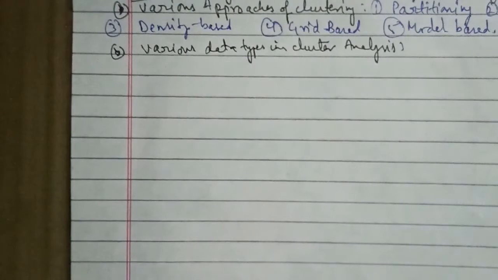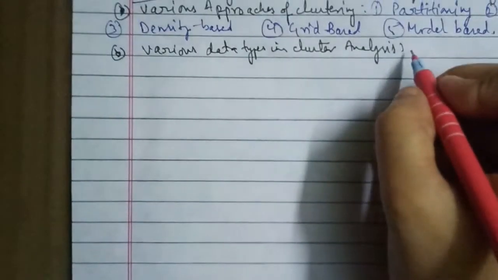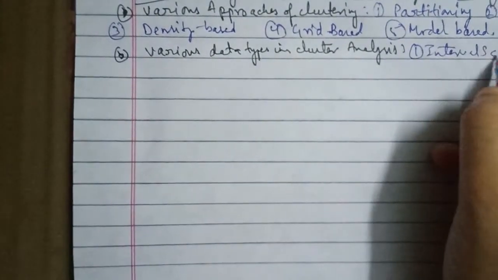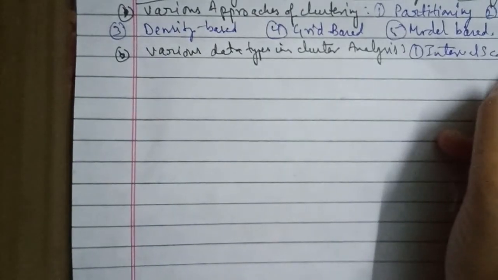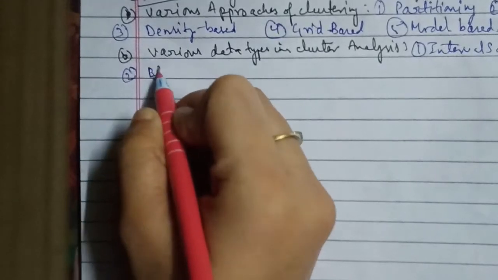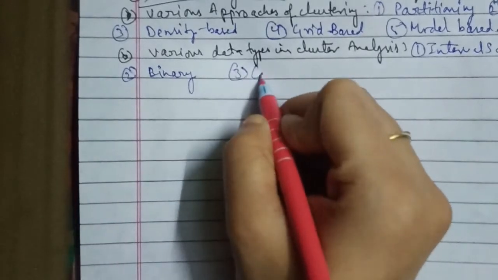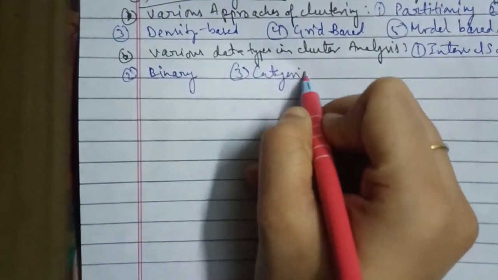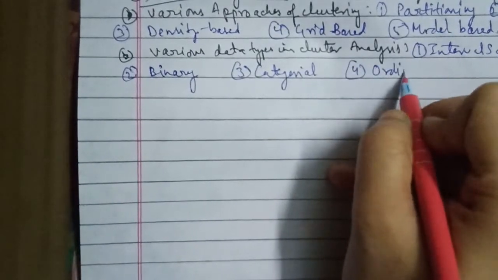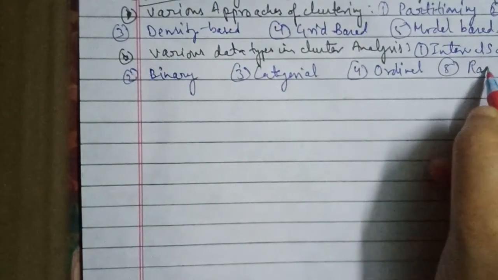The data types in cluster analysis are: the first is interval scaled variables, the second is binary variables, the third is categorical variables, the fourth is ordinal variables, and the fifth is ratio scaled variables.